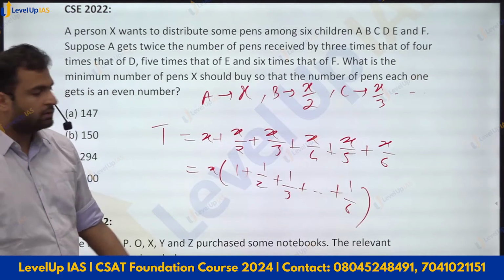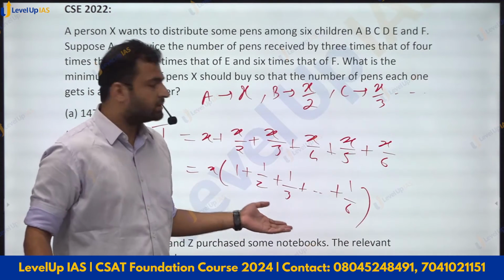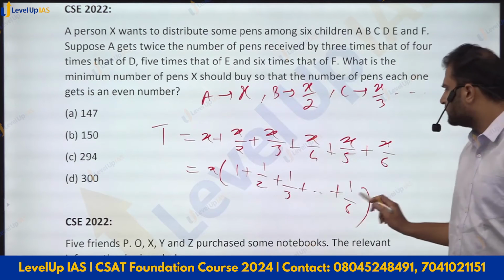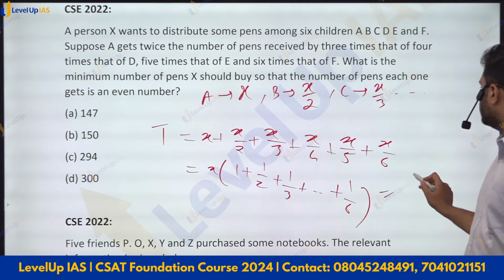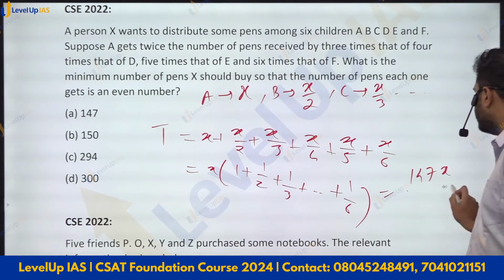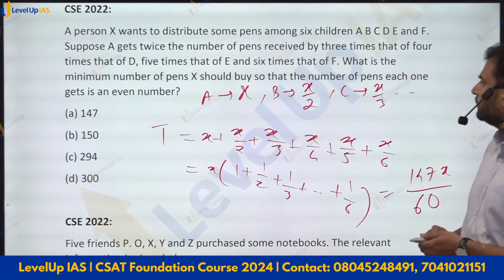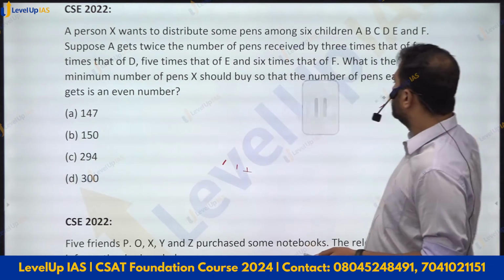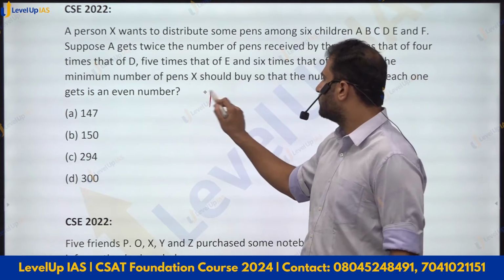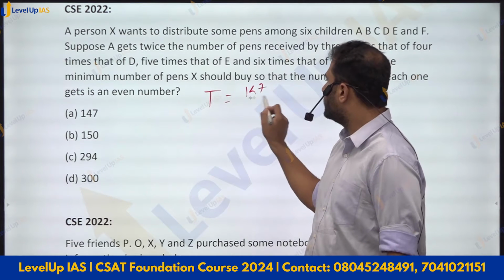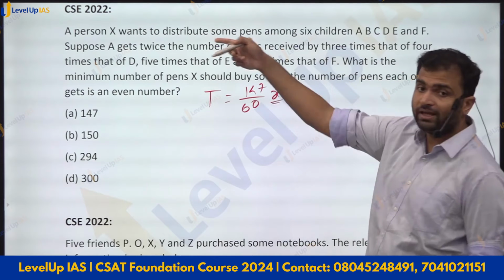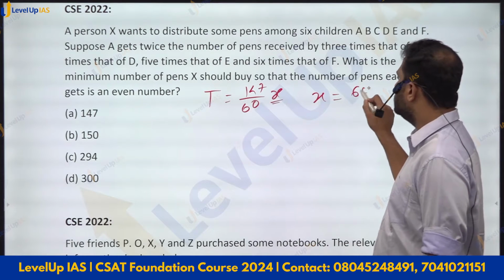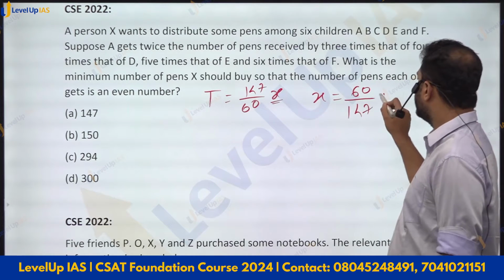What is this addition? Can we add? We have to find the LCM of the denominators, which is 60. You can easily check, and if you compute, I hope you are able to do this, you would get 147 X by 60. So let me rub it off and write the final thing. The total number of pens is 147 divided by 60 times X. X is the number of pens A gets. So X is equal to 60 by 147 times T.